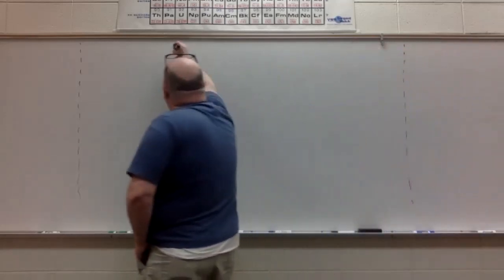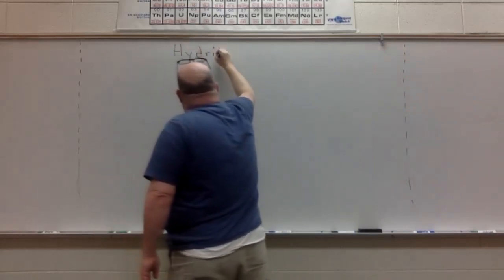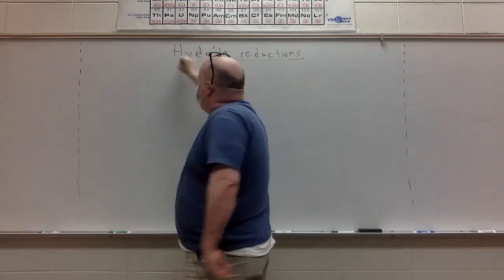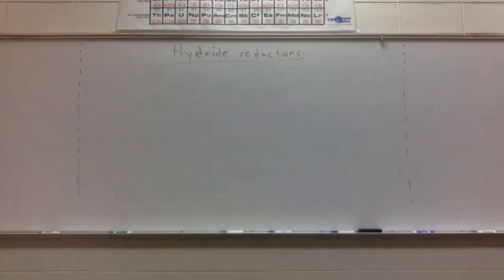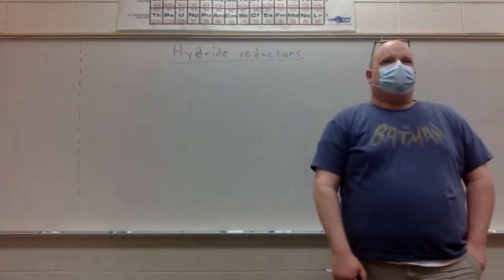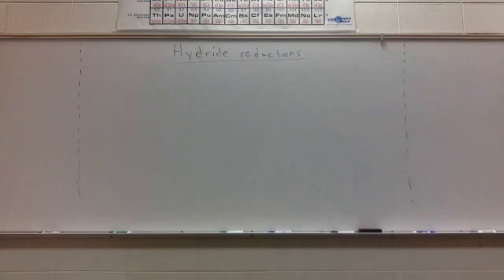One broad category of reductions of carbonyls is called hydride reductions. You can probably guess what type of species we're going to use here. Go ahead and say it. Hydride. Did you say hydrogen? It's hard to tell with the mask on. I'm just going to assume you said hydride. And what is hydride?